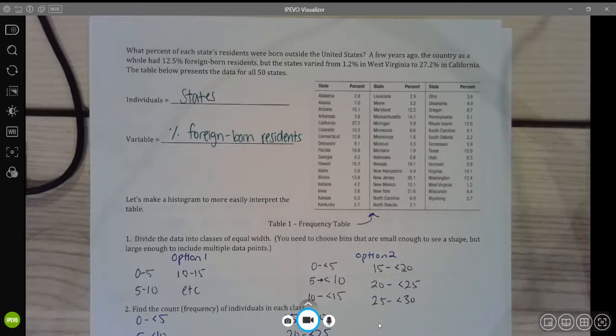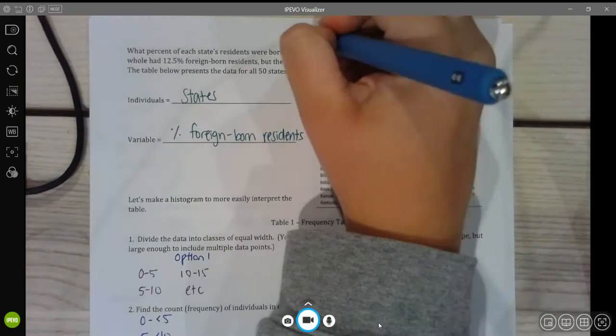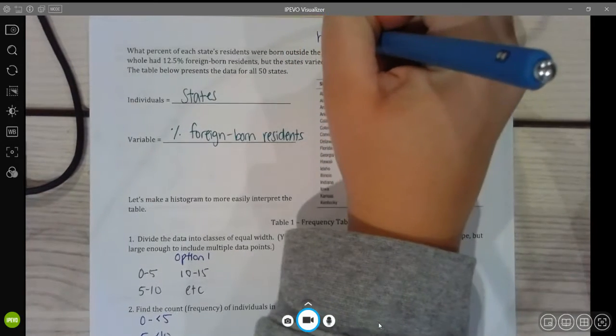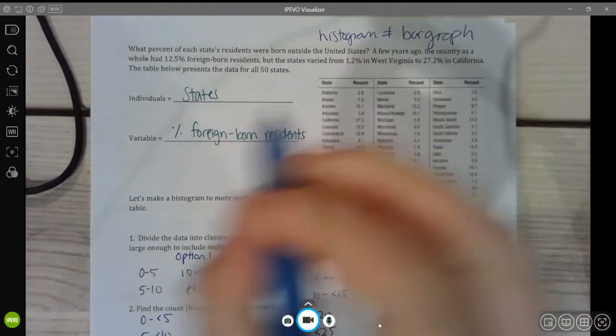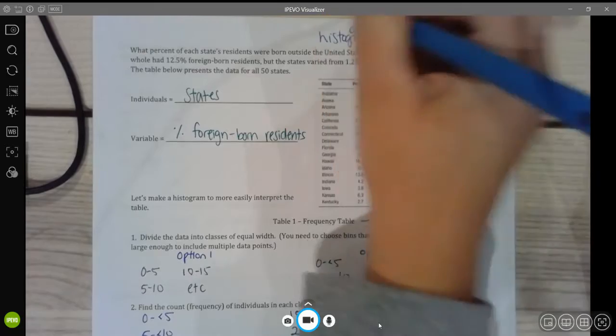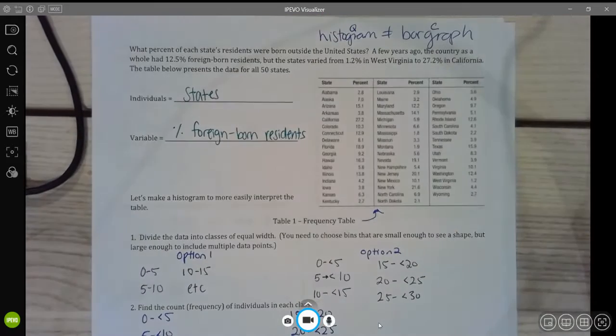So this is great and all, but let's make a histogram to more easily interpret the table. There is a difference between a histogram and a bar chart. A histogram is for quantitative data, a bar graph is for categorical data. So that's the difference. And then we'll talk about the difference in what they look like here in a second.